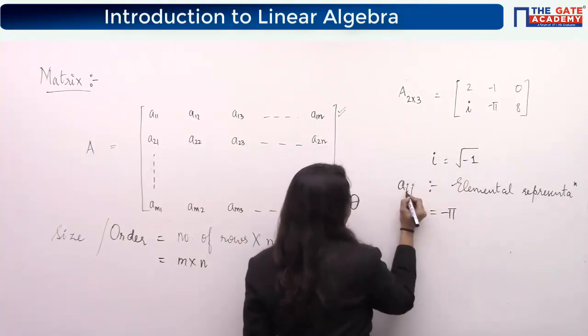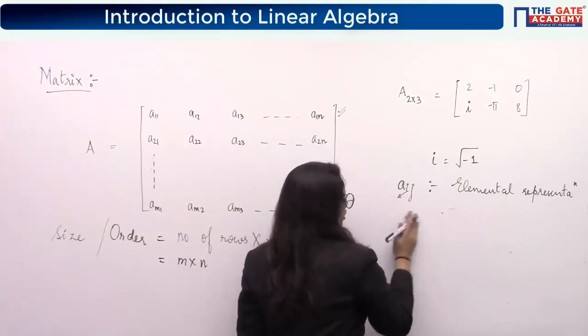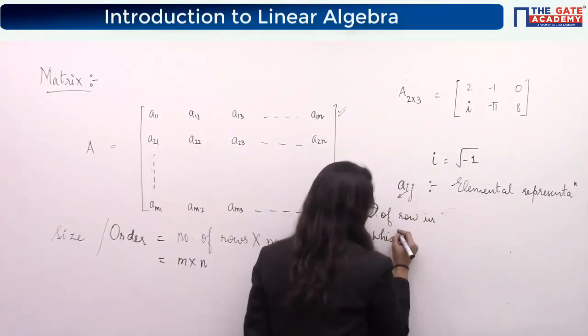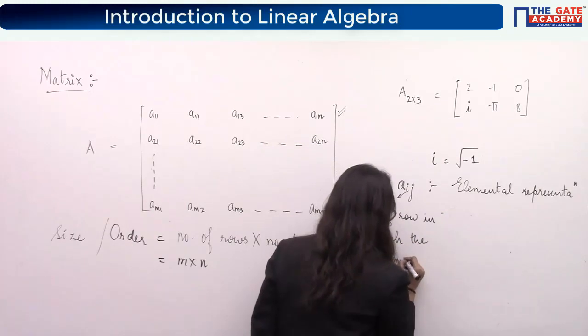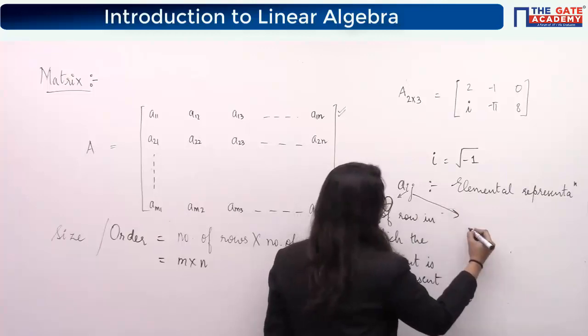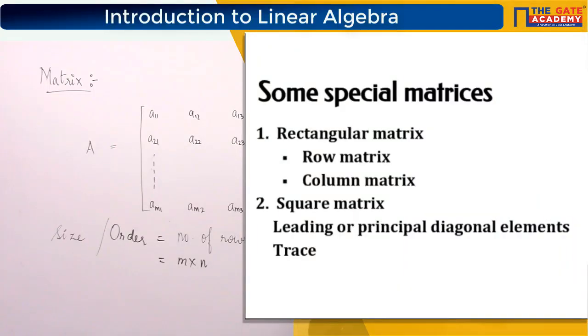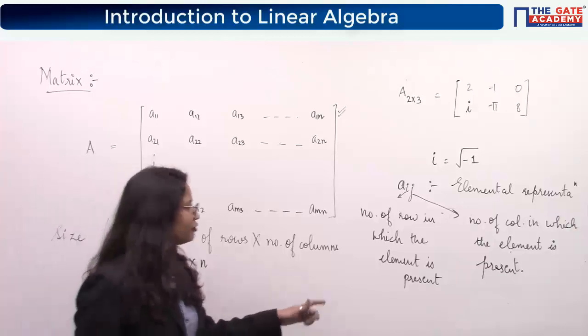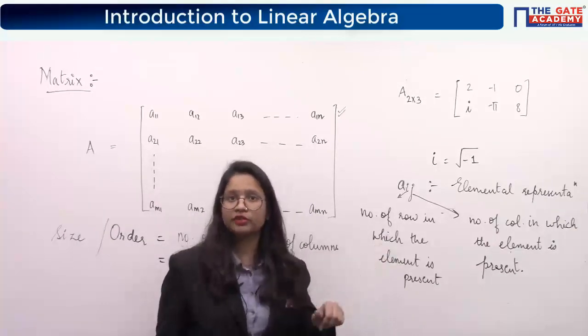Again, I am not told what is i here. So i means the number of the row in which the element is present, and j denotes the number of the column in which the element is present. So the elemental representation is Aij, where i denotes the number of row in which the element is present and j denotes the number of column in which the element is present.